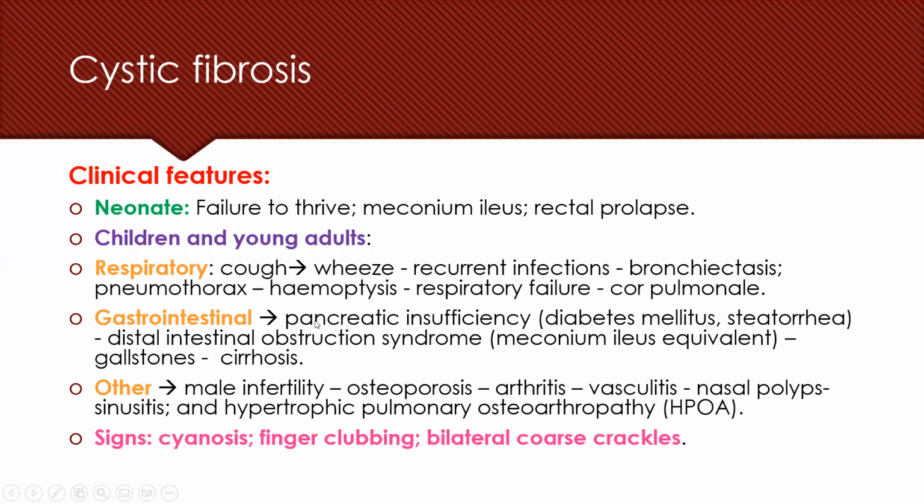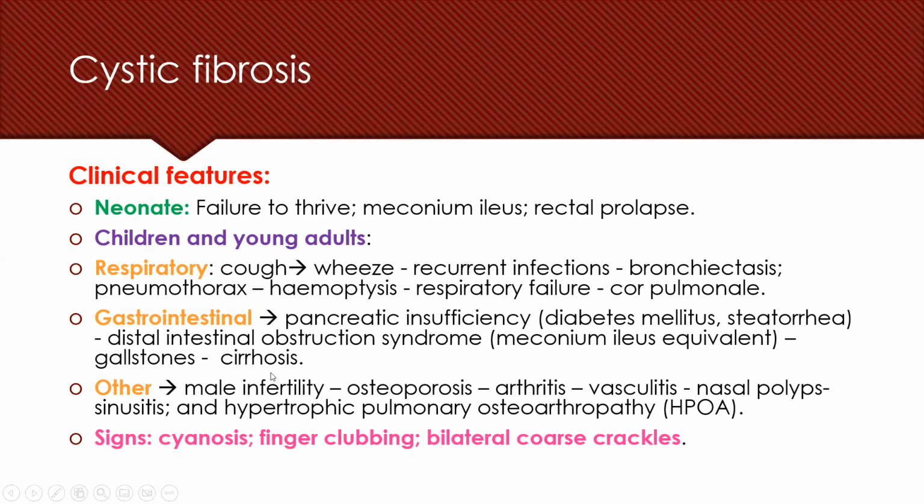Gastrointestinal manifestations include pancreatic insufficiency, because I have told you there is a secretion of increased viscosity in the lung and pancreas. So it's expected to have some features of pancreatic insufficiency, including diabetes mellitus and steatorrhea. Distal intestinal obstruction syndrome mimicking meconium ileus, so we call it meconium ileus equivalent, gallstones, and cirrhosis.